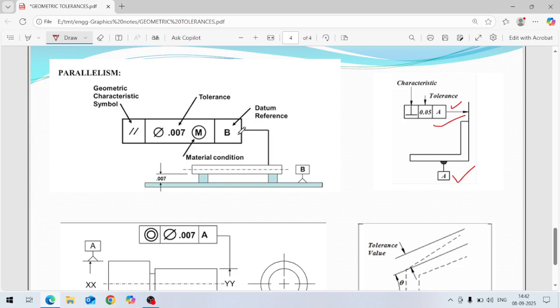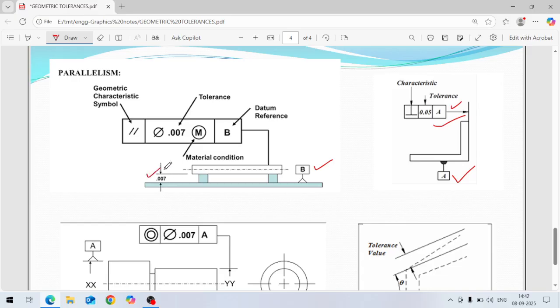Okay. M is for material condition, whether maximum material condition or least material condition. This is a separate topic we will discuss later, but you should know that if M is written here like this, then it is a material condition. So this is the tolerance value, this is the sign of parallelism, and this is your datum B. It may be a surface plate or anything, the datum surface. And the permissible value is given here, 0.007.